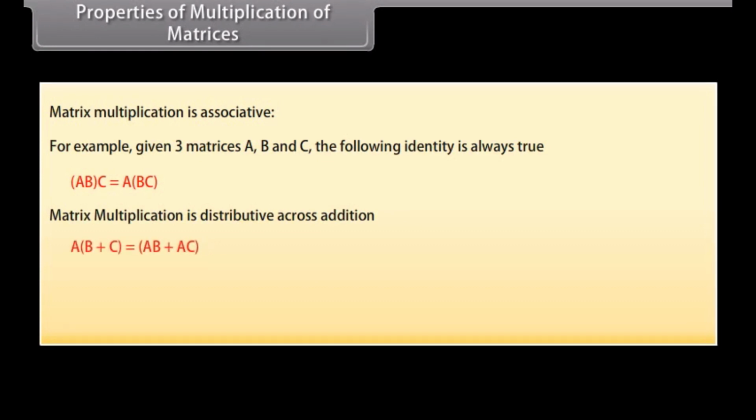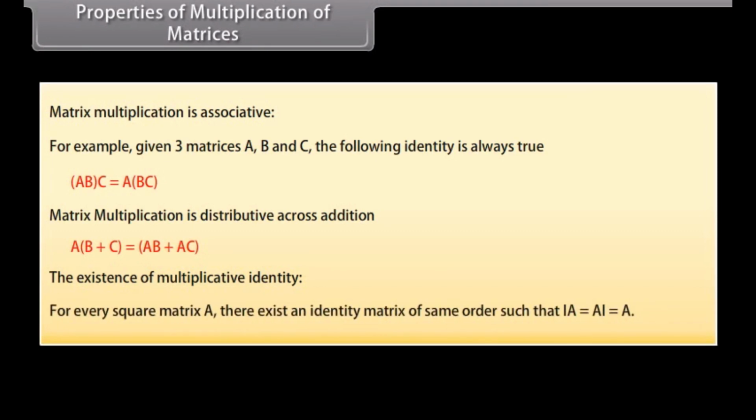Properties of multiplication of matrices. Matrix multiplication is associative. For example, given three matrices A, B and C, the following identity is always true: (AB)C is equal to A(BC). Matrix multiplication is distributive across addition: A(B plus C) is equal to AB plus AC. The existence of multiplicative identity: for every square matrix A, there exists an identity matrix I of the same order such that IA is equal to AI is equal to A.